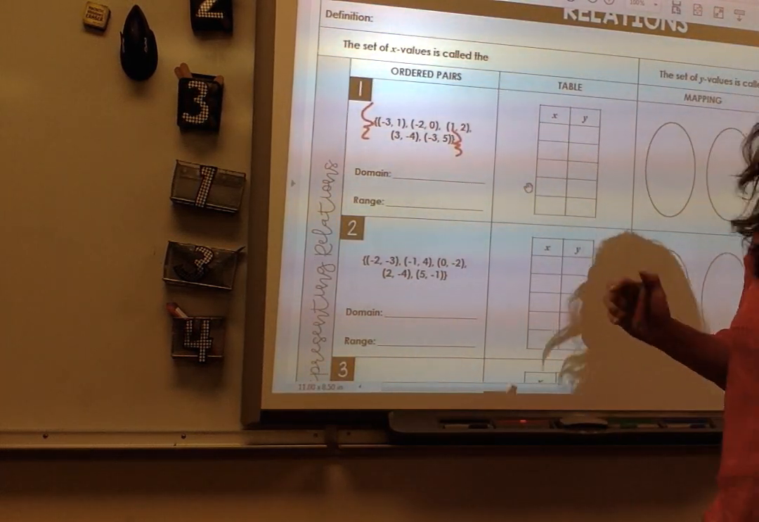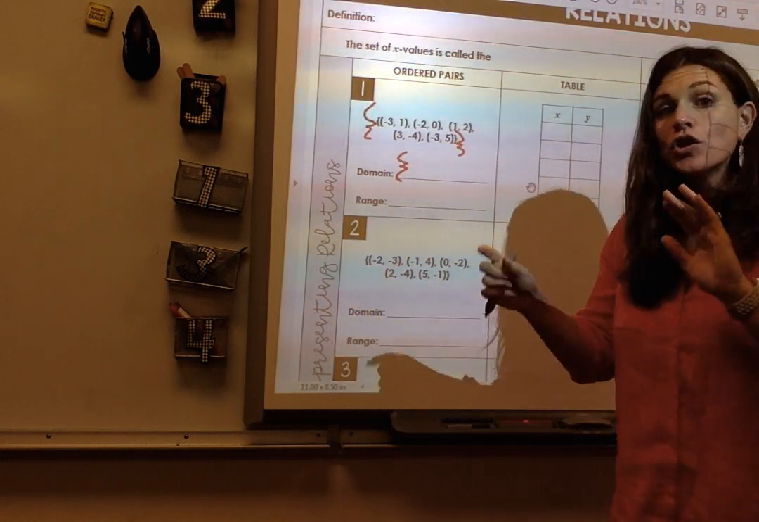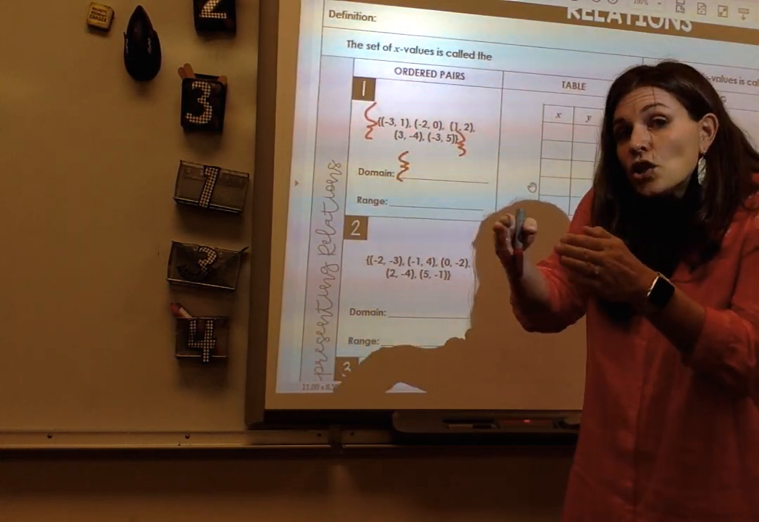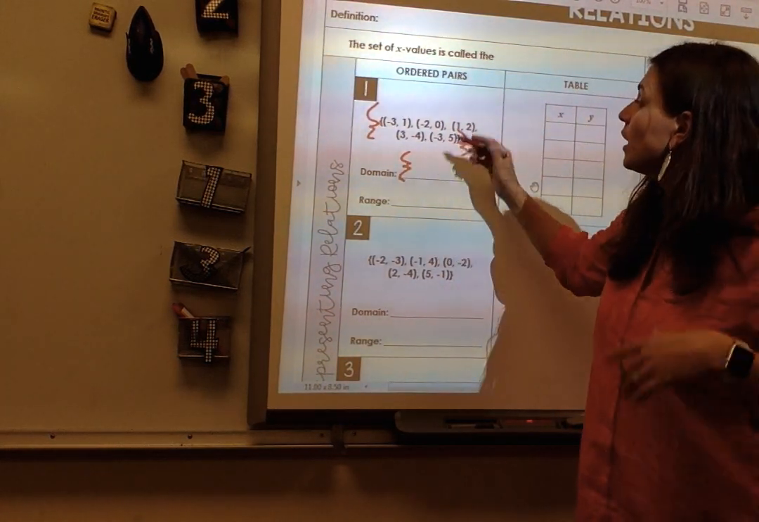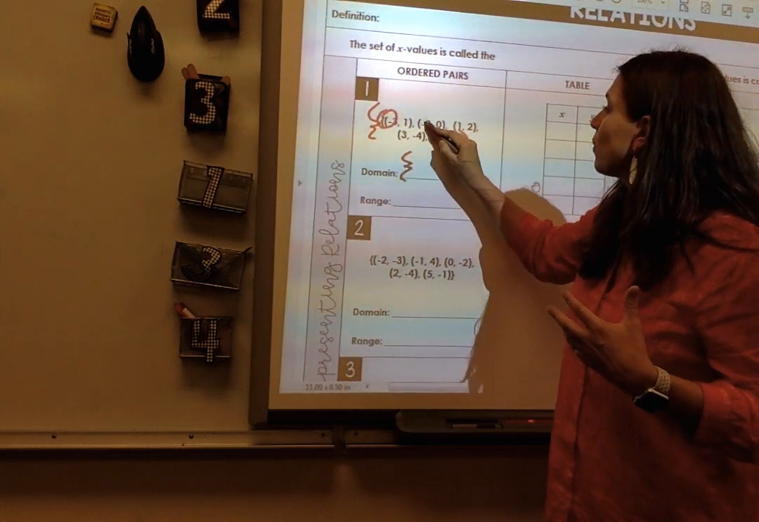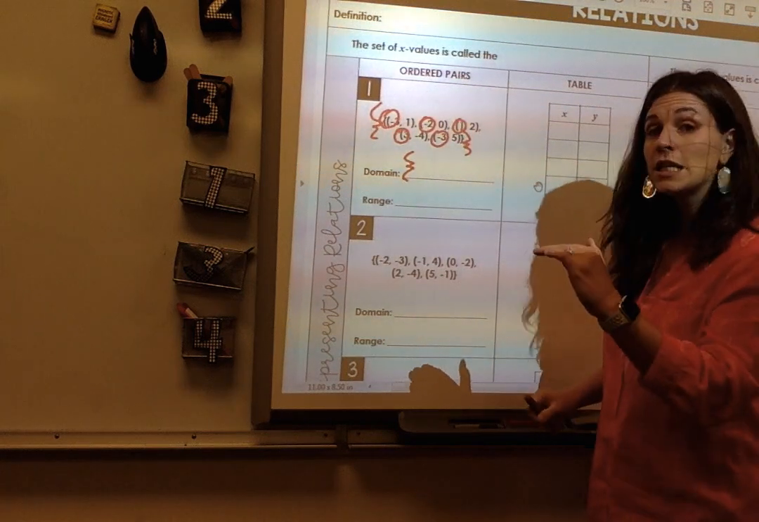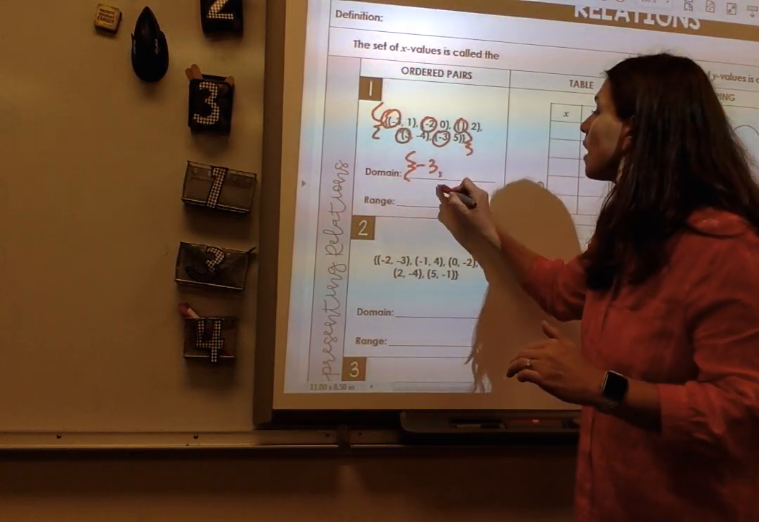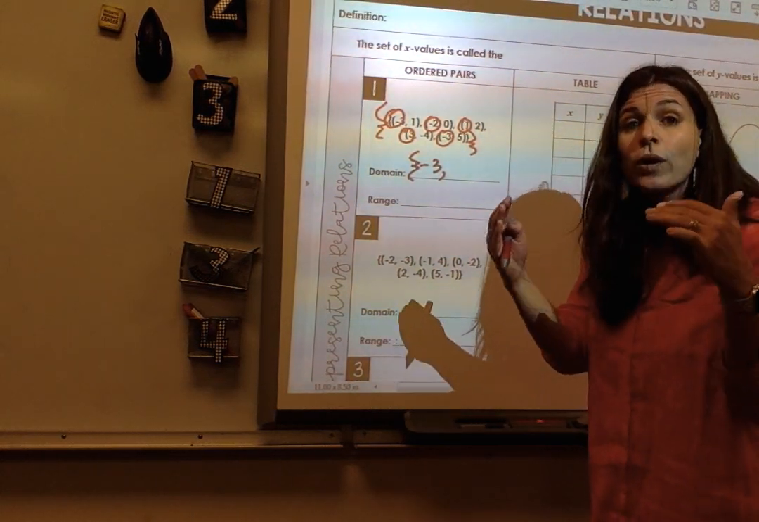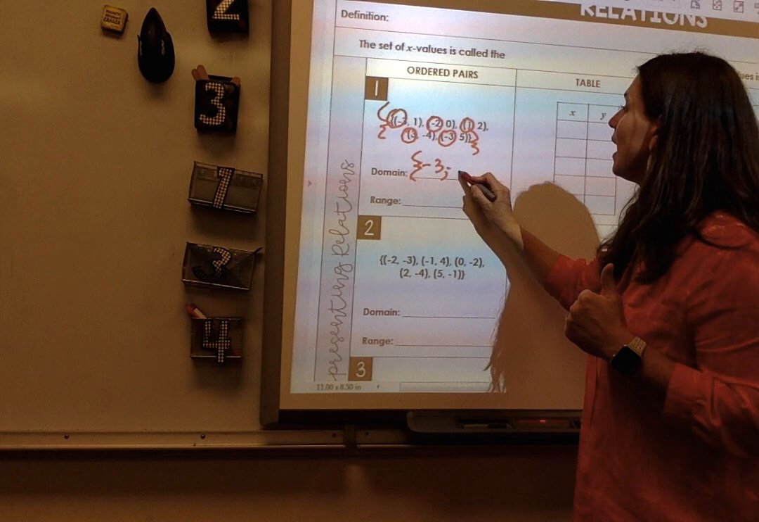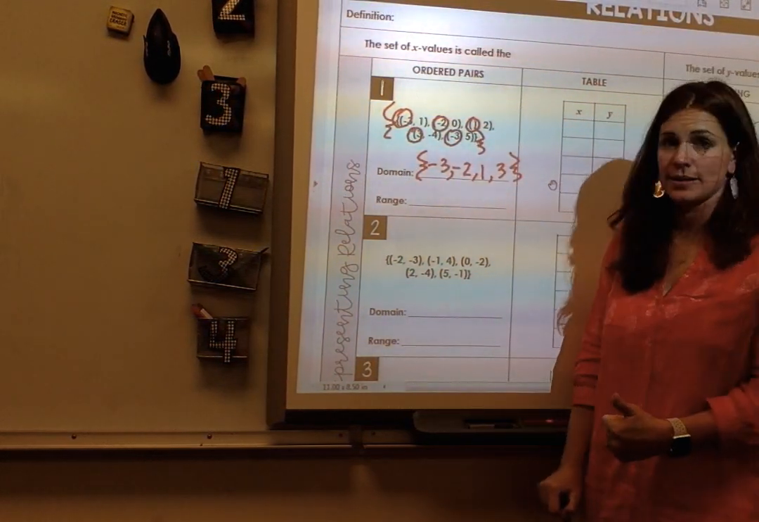So when you write your domain, you are starting with your bracket because there's more than one value. Domain, least to greatest, numbers do not repeat. So I look at all of my x values. I have a -3, I have a -2, a 1, a 3, and a -3. So my least value is -3, comma. There's 2 of them. I don't put it down because numbers don't repeat. So -3 is taken, and then -2, and then 1, and then 3, and I close my brackets.